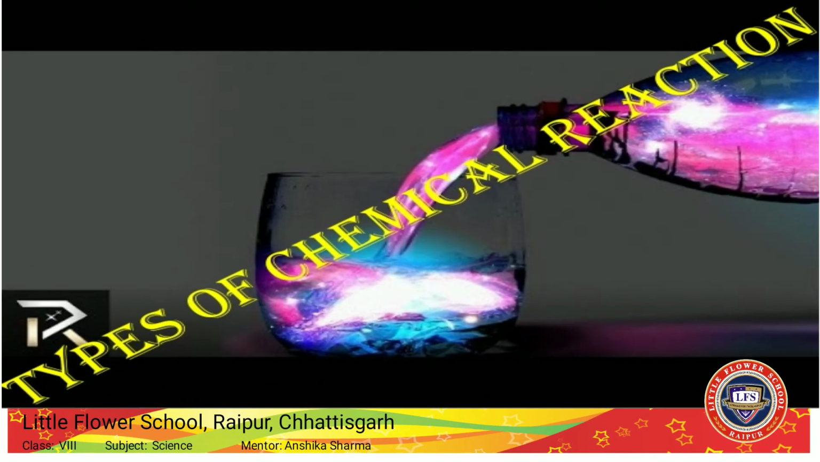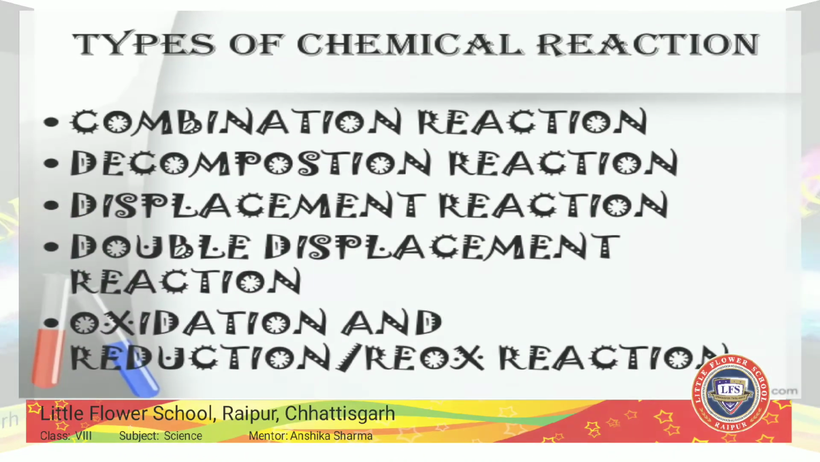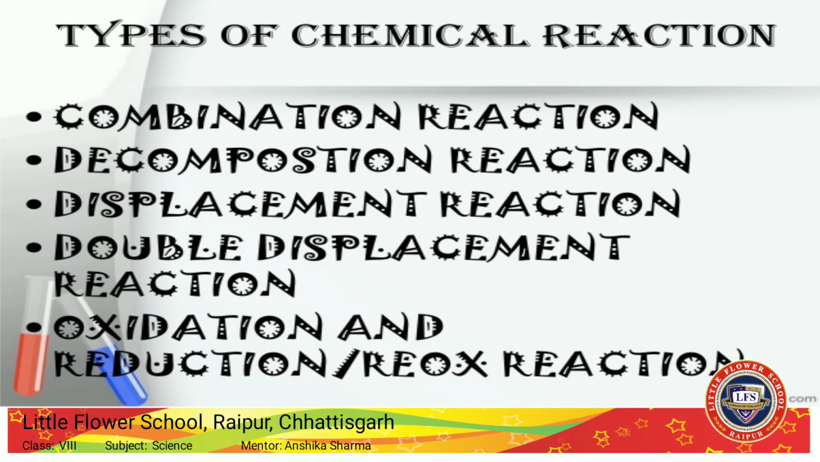Types of chemical reactions. First is combination reaction, second decomposition reaction, third displacement reaction, fourth double displacement reaction, and last is oxidation and reduction.